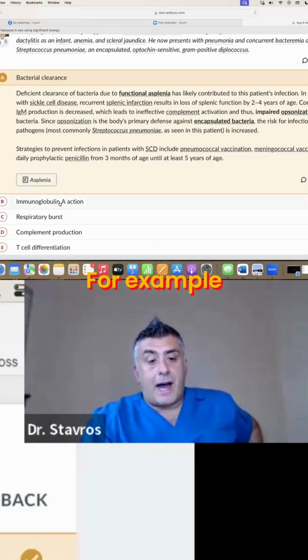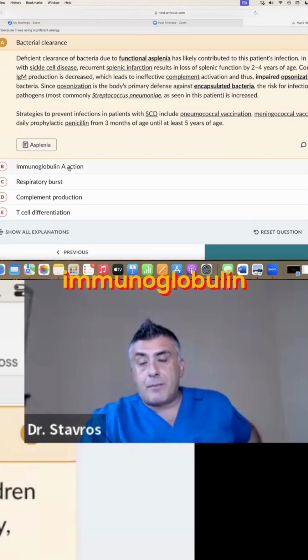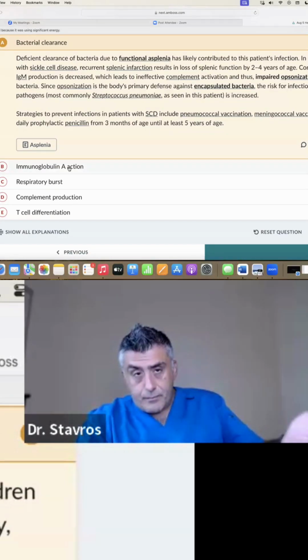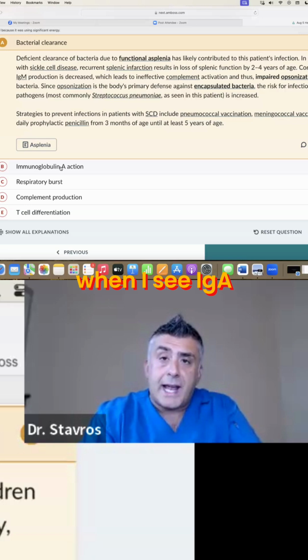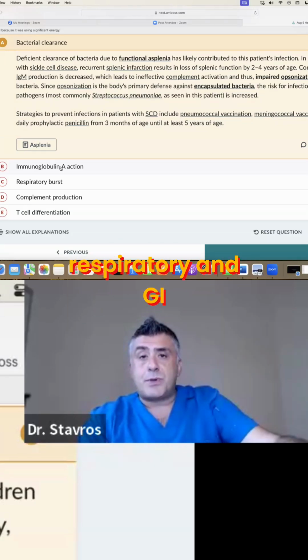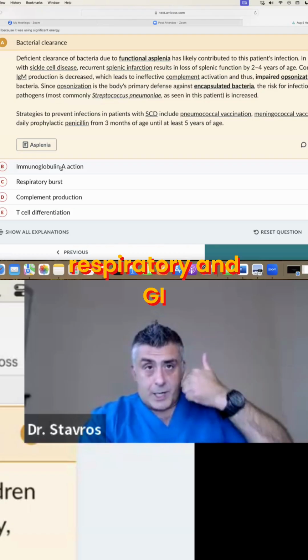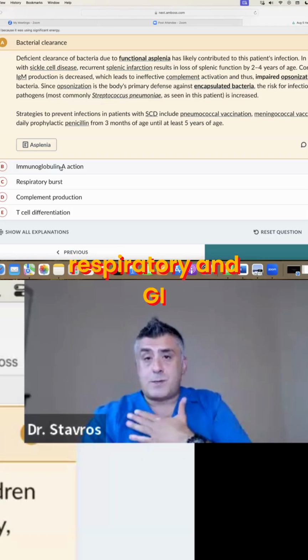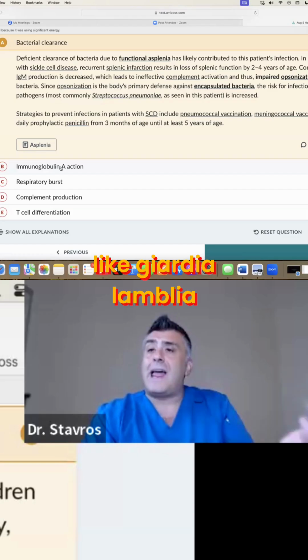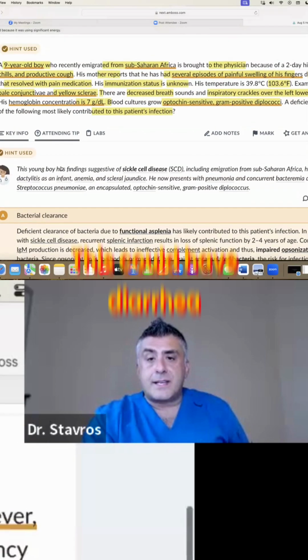For example, IgA, immunoglobulin. What do you guys know about IgA? You guys know something about IgA. When I see IgA, I think of respiratory and GI symptoms, like Giardia lamblia, diarrhea. This could have diarrhea.